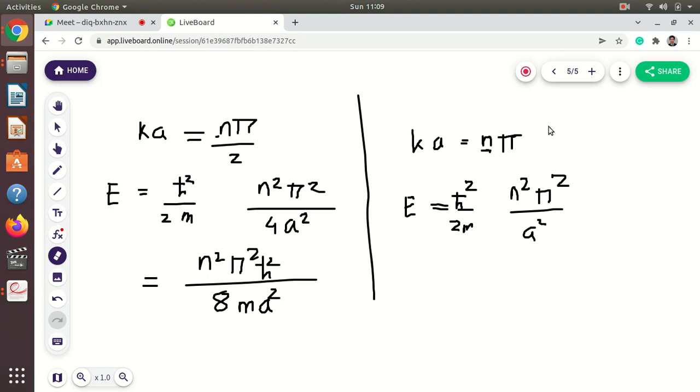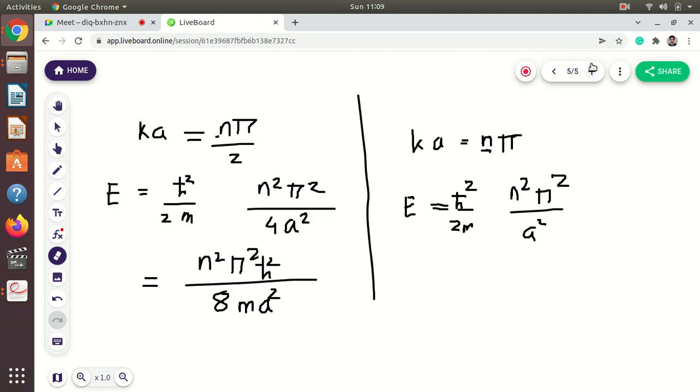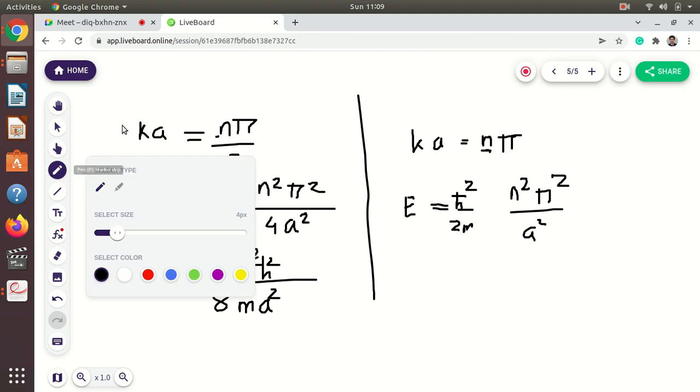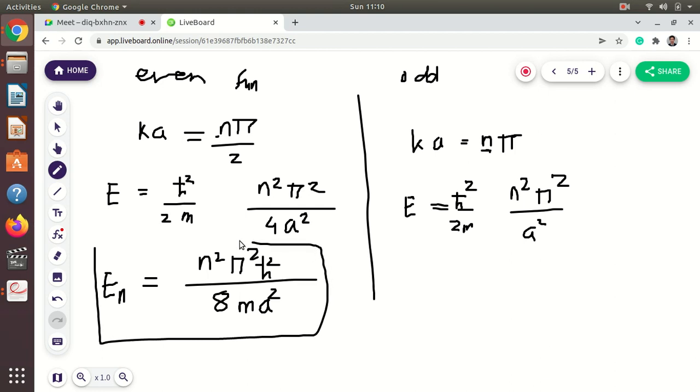So where does this come from? You see, when cos ka is equal to 0, this is the cos part, therefore I am saying that this part is an even function. Function is even, so even function means the cos part is there, and this is the odd function. Now the energy values are going to be the same. You don't have to worry about the energy values. Energy values will be the same as the previous case. Also we got this value.